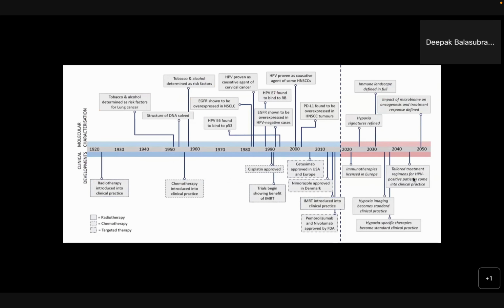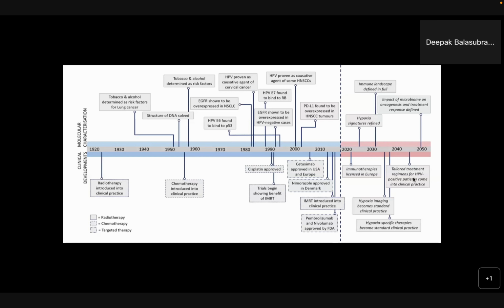So, how have molecular changes and molecular evaluation and understanding of tumor pathogenesis evolved from 1920 to the present day? So, it started with radiation included in the clinical practice. Then tobacco and alcohol were identified as risk factors. Then DNA structure was resolved. Then we started chemotherapy in clinical practice by the 1960s. And in the 1980s and 1990s, HPV as a causative agent for cervical cancer and EGFR overexpression in lung cancer was found.